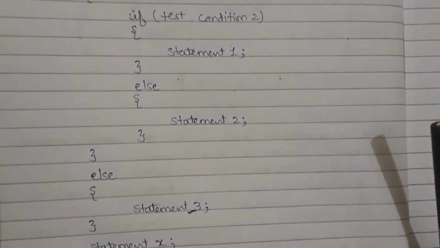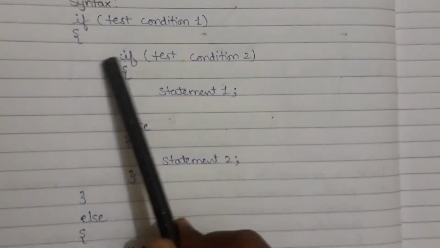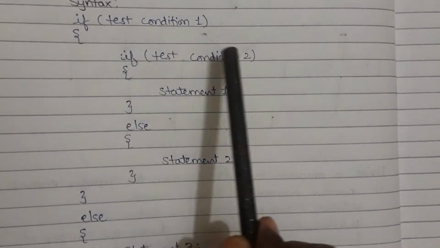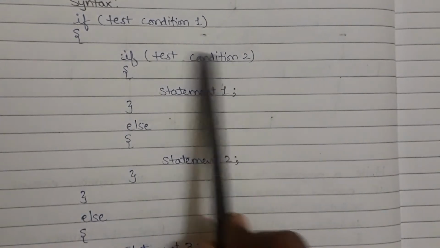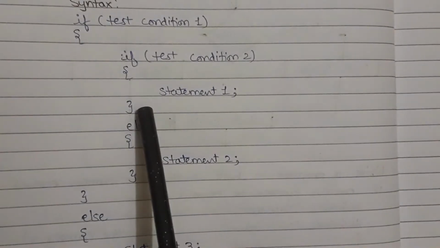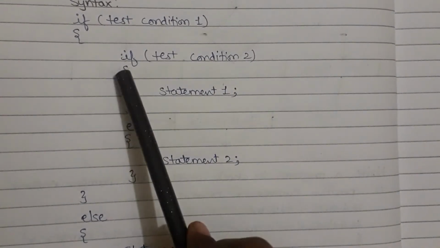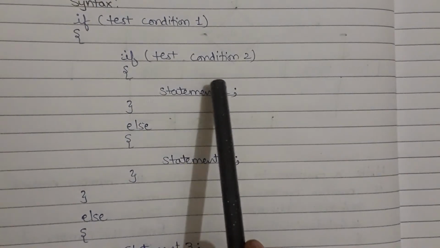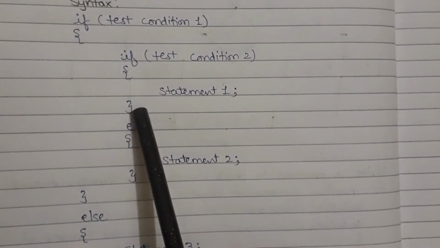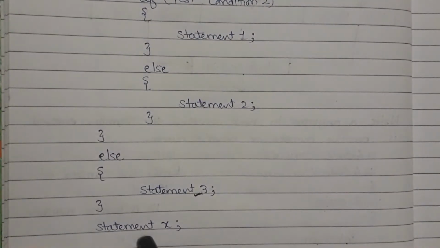Again, I will repeat: if our first condition is true, it comes within this if statement and checks the second condition. If the second condition is true, it will execute this block of statements, which contains statement 1. This block may contain a single statement or a group of statements. After executing this block, our control comes to statement X.